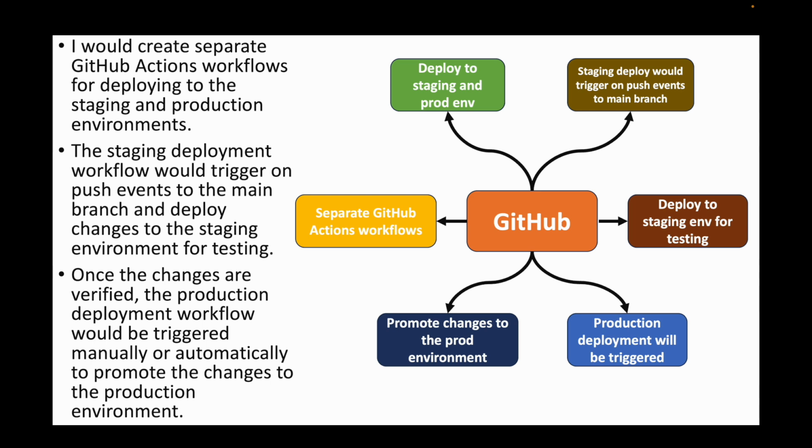So basically we'll have two workflows. One workflow will deploy to the staging environment and another workflow will deploy to the production environment. Now first, the staging environment will be deployed where the testing will happen. Once the testing is successful, that's where we can deploy the changes to the production environment.